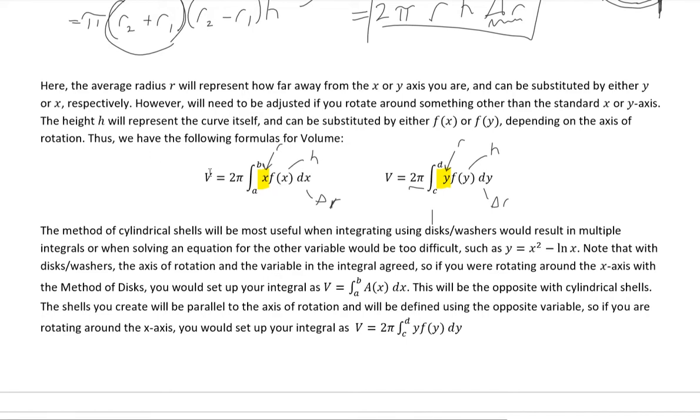Another really important thing to keep in mind, which is really helpful here: with the disks and washers, the variable that we had in the integral and the axis that we were rotating agreed. So if I was rotating around the x-axis, I was using x variables. If I was rotating around the y-axis, I used y variables. With cylindrical shells, it's the exact opposite. If you're rotating around the x-axis with cylindrical shells, then your function should be defined in y. If you're rotating around the y-axis with cylindrical shells, the function should be defined with x.